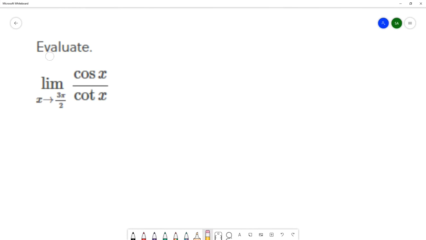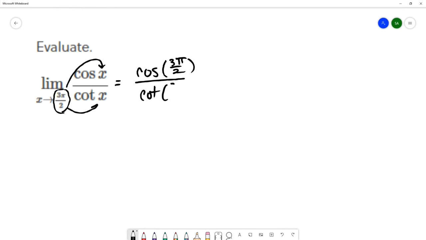On this question, we want to evaluate the limit. We have the limit as x approaches 3 pi over 2 of cosine x over cotangent x. We're going to start with direct substitution. So we're going to substitute this 3 pi over 2 into both x's, and that will give me cosine of 3 pi over 2 over cotangent of 3 pi over 2.